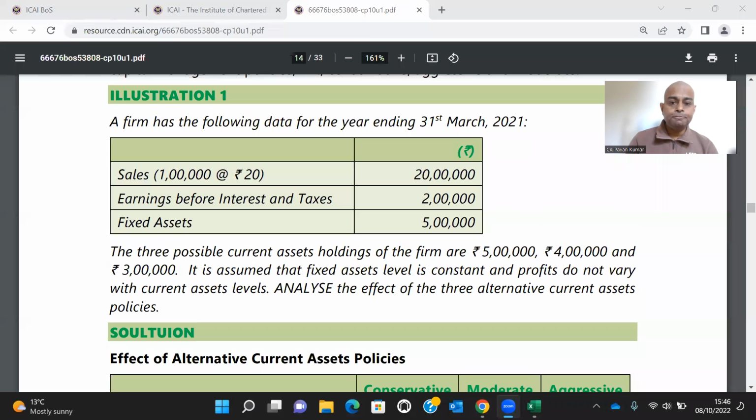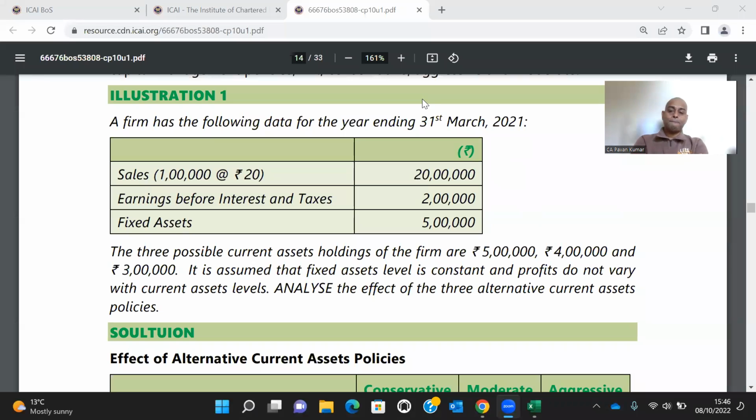Aishwarya, can you unmute your call? Hi, sir. Hi, Aishwarya. How are you? Fine, sir. Good. Read question number 1. After reading, mute your call.